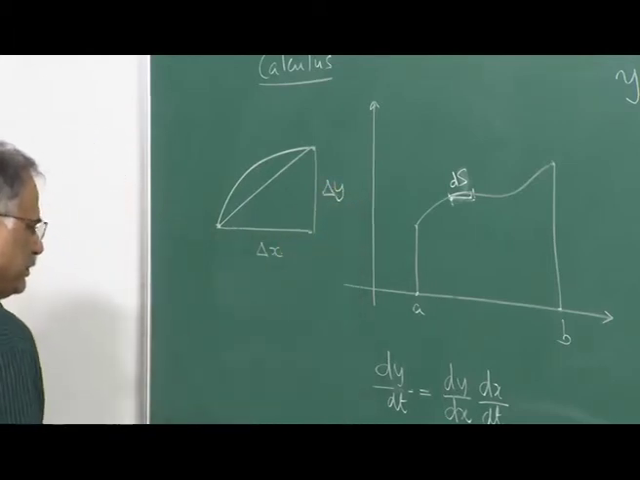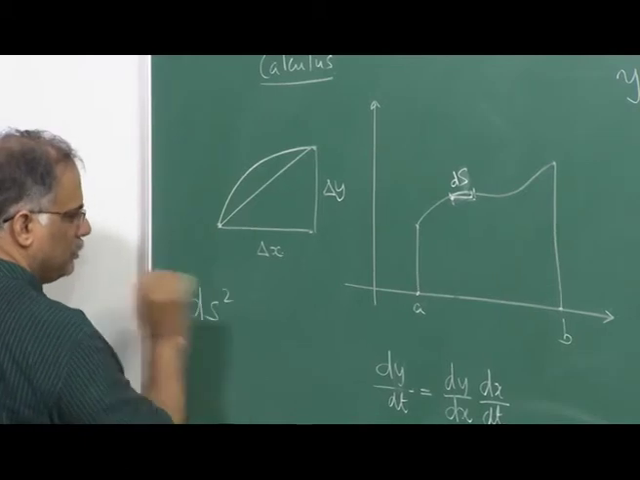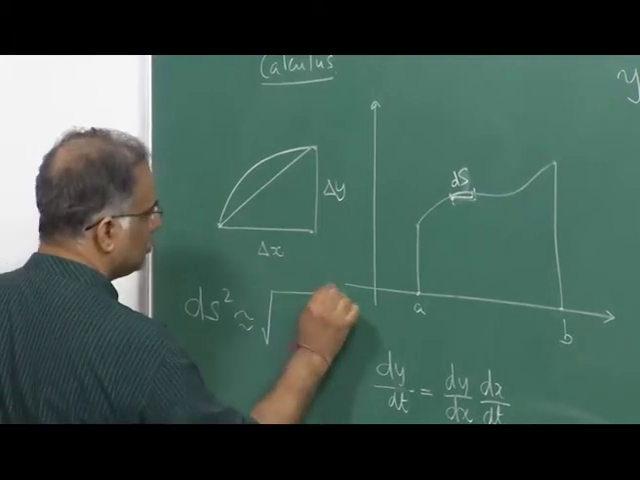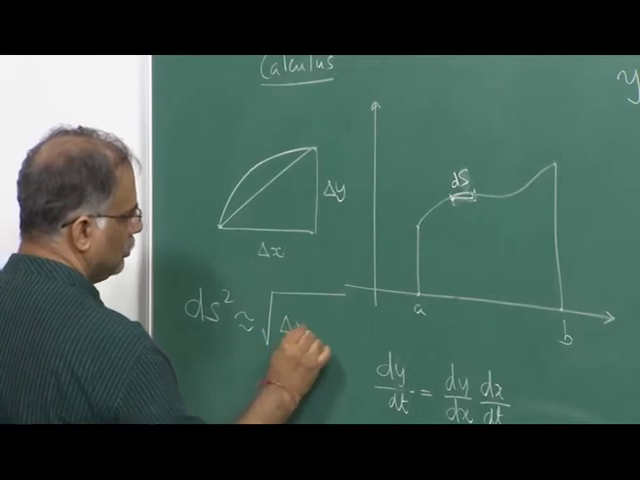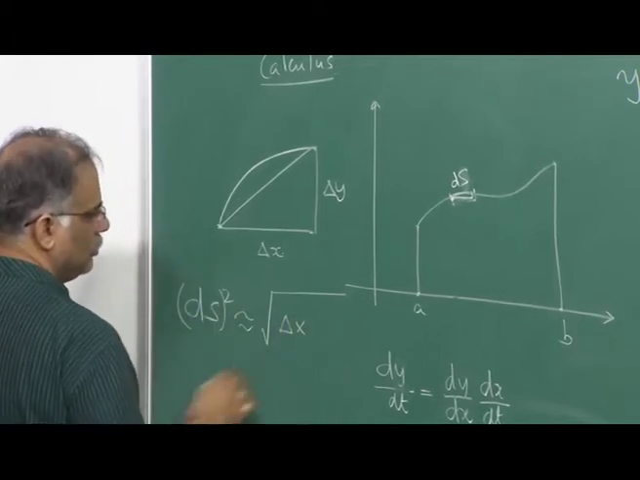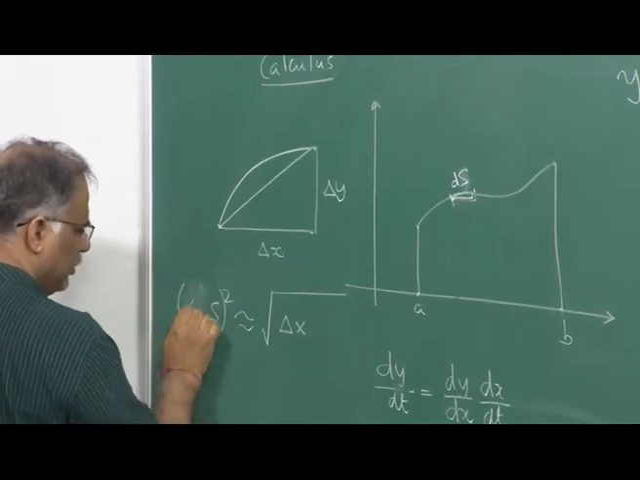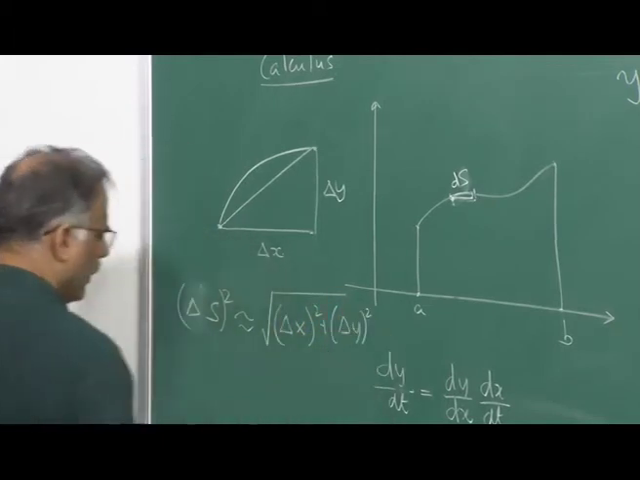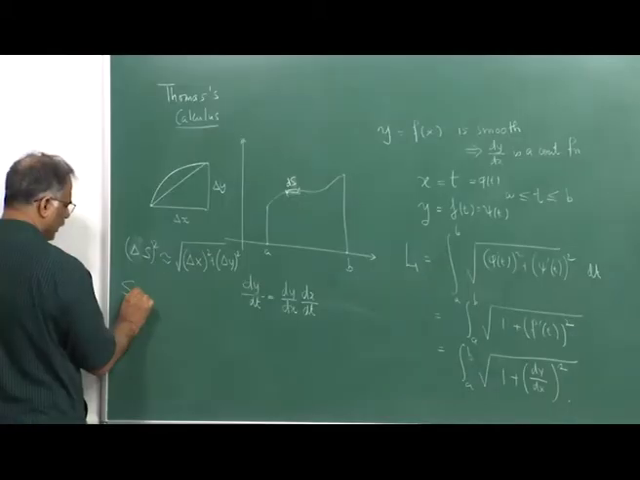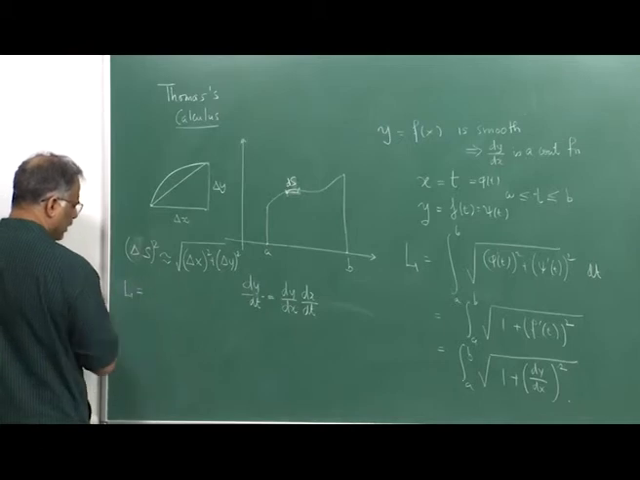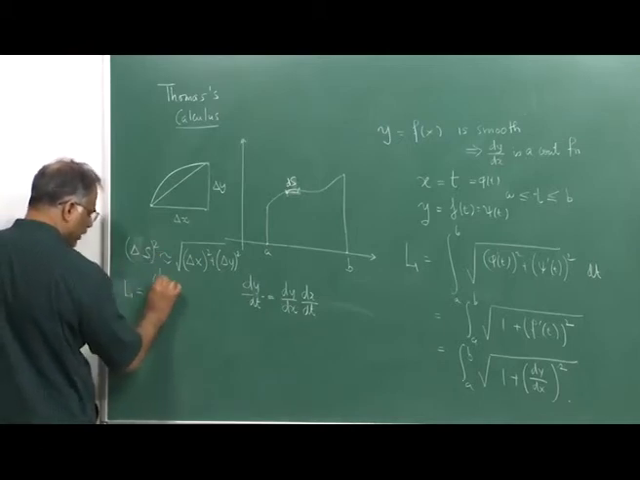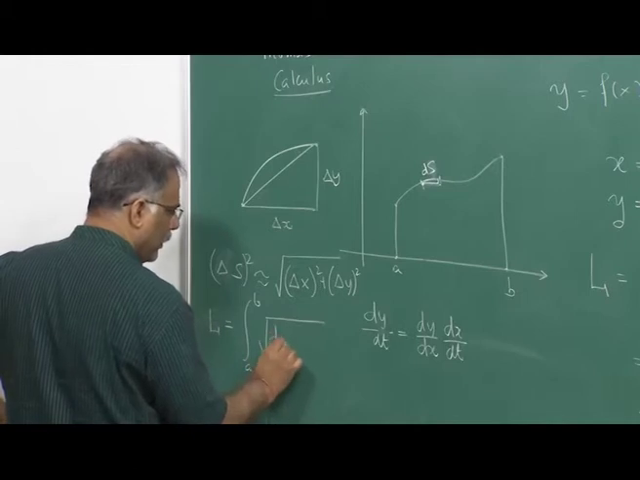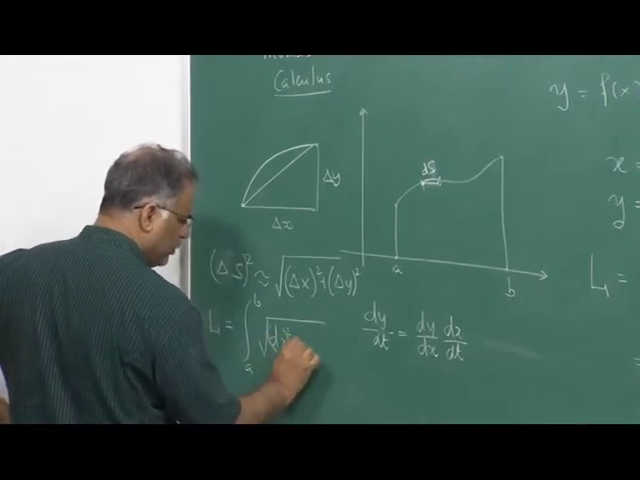So, we are writing that ds square, when s is very, very small, is almost the same as del x square plus del y square. So, what is the length? The length of s, when you take the limits, is the integral from a to b of root over dx whole square plus dy, the differential.